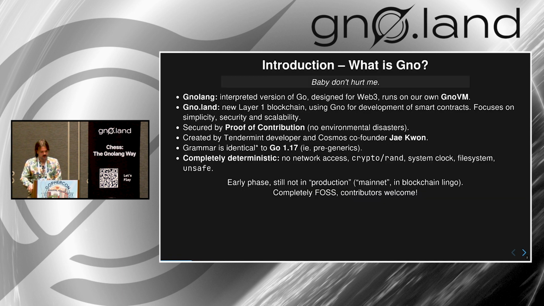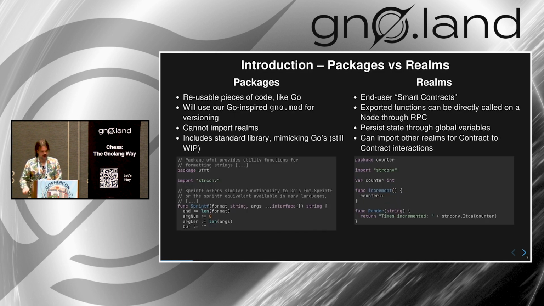Let me get started on one of the first things that differentiates us from Go. We introduced a distinction in our programming language between packages and realms. From the code itself, they are similar. What changes is the import path. In the first tutorial, we'll go into a bit more detail about how this changes. Packages have gno.land/p at the beginning of the import path, and realms have gno.land/r.